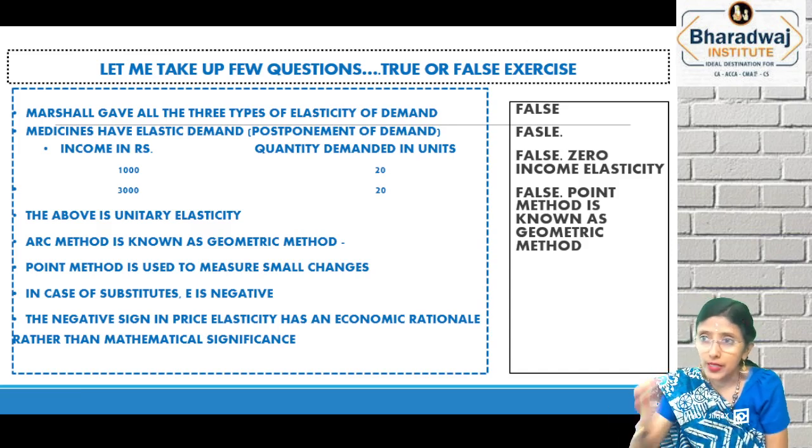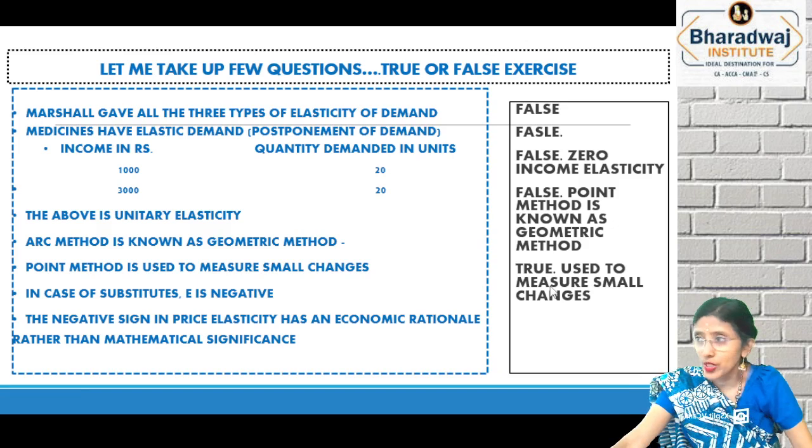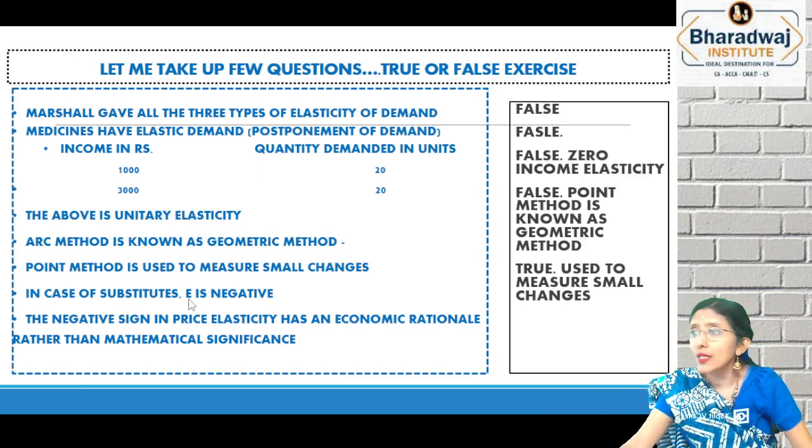Please answer me. Point method is used to measure small changes or large changes. True or false? True. Used to measure small changes. It is only arc method for large changes. In case of substitutes, elasticity will have negative sign.